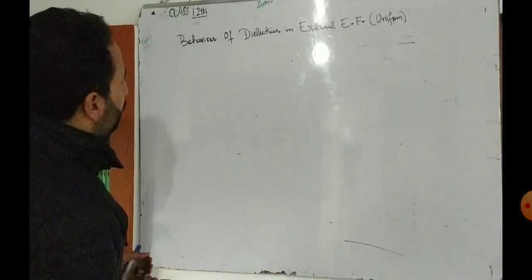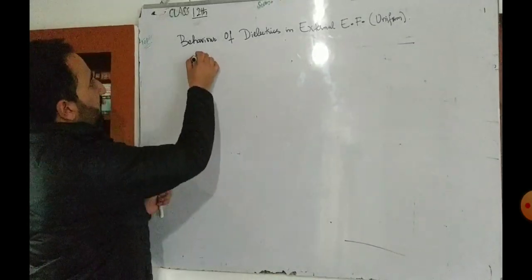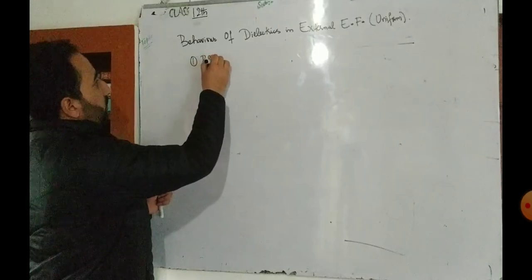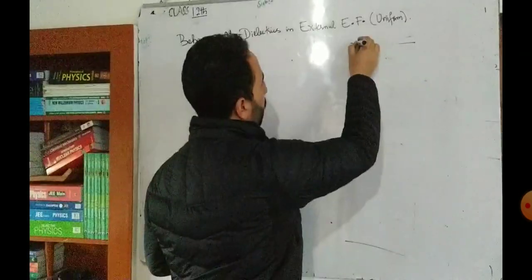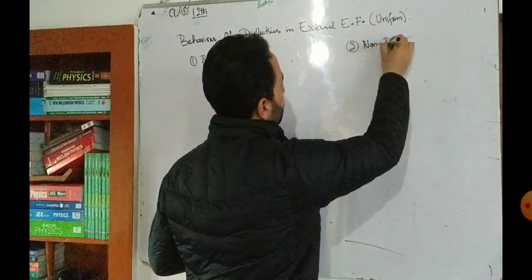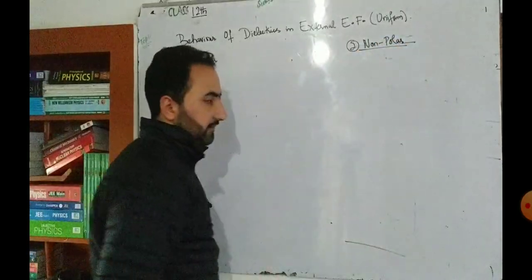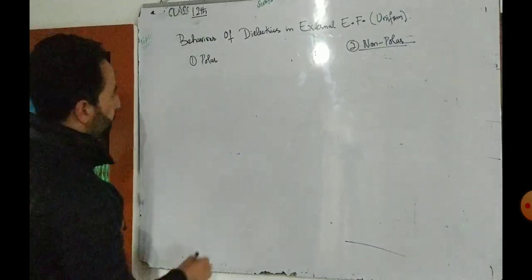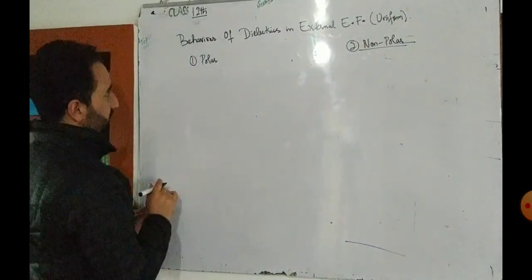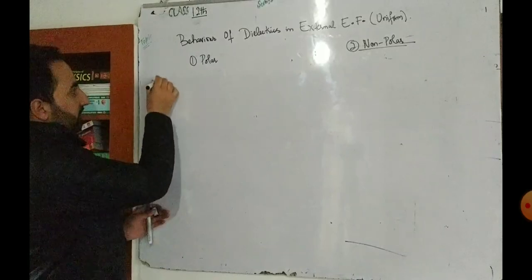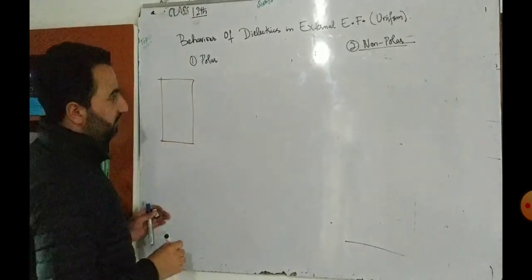Obviously there are two types of dielectrics: number one is polar dielectric, and number two is non-polar dielectric. Isn't it? Polar dielectric and non-polar dielectric. Okay, beta? So what I will do is this. This is, for example, a polar dielectric, an isolated polar dielectric. It contains a huge number of molecules, and they are randomly oriented like this: one molecule, another molecule, another, and so on.